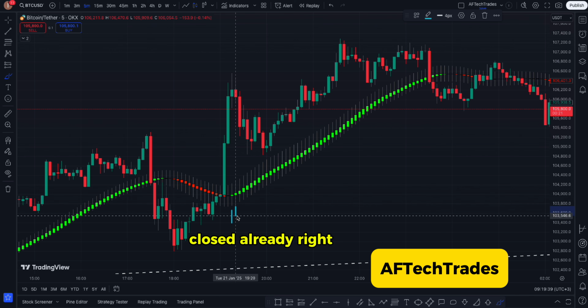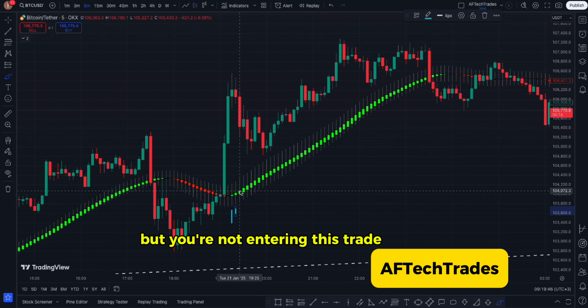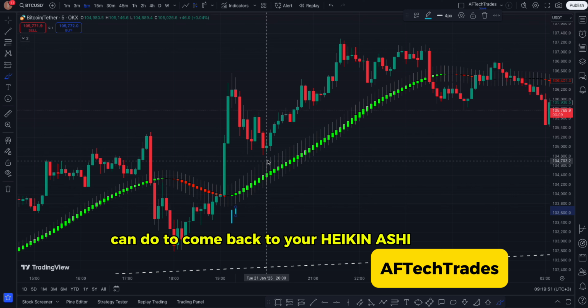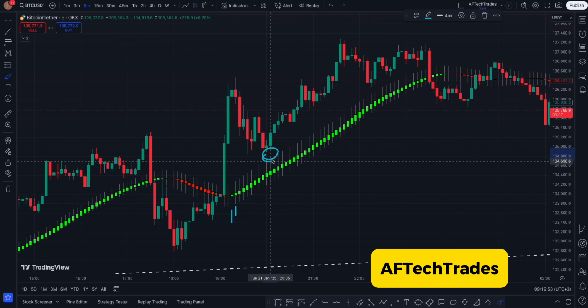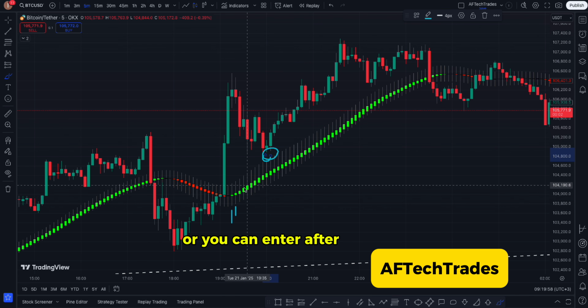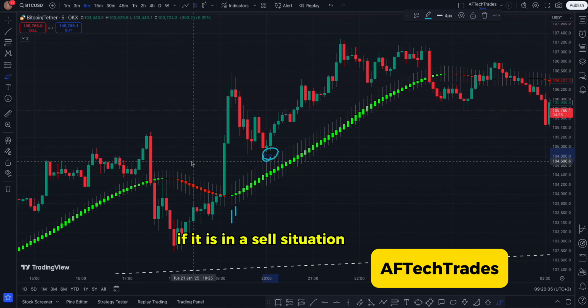It closed already, right? You're not entering this trade. For example, if you like, you can enter on the third candle. But you're not entering this trade. You have to wait for this candle to come back and retest your Heikin Ashi. You can see it around here. Or you can enter after the close of the second green candle. If it is a sell situation, you check that the overall trend is a sell, then you should consider entering only sell positions.